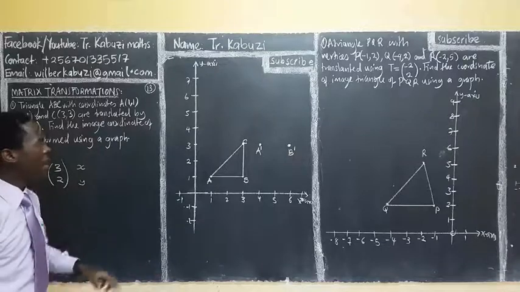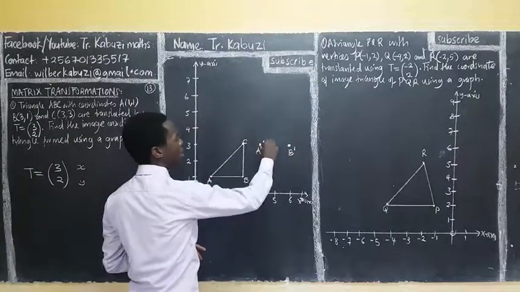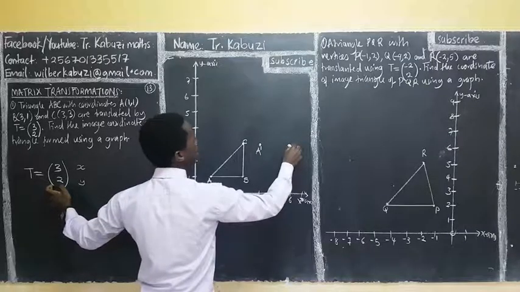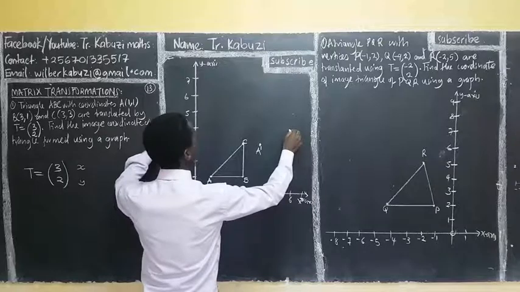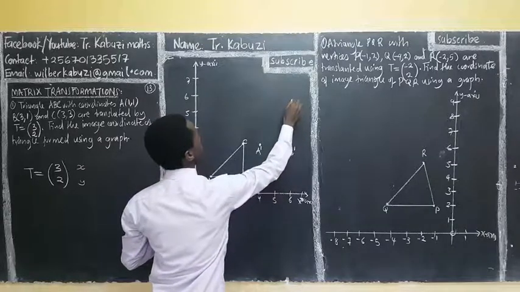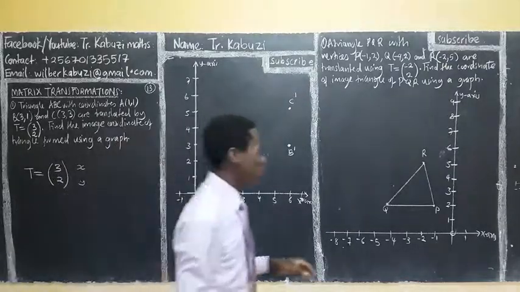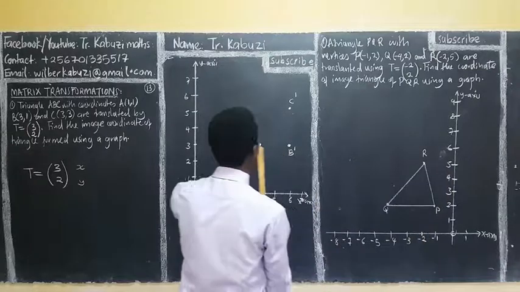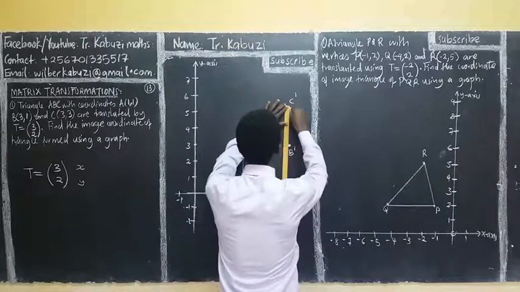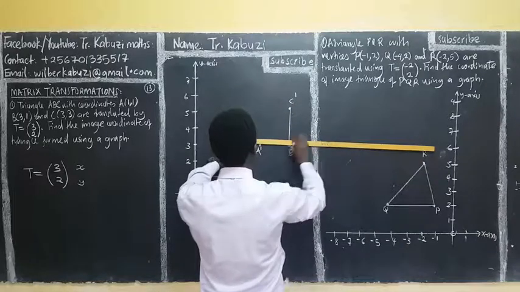Hope you are together. When I come to C, I also move 3 in the x. 1, 2, 3. Now I move 2 in the y. This will be 1, 2. So it's going to be here. This is where it will be my C prime. Then after that, you are free now to join your triangle with ease. So you have done with translating it. So you join those new coordinates.